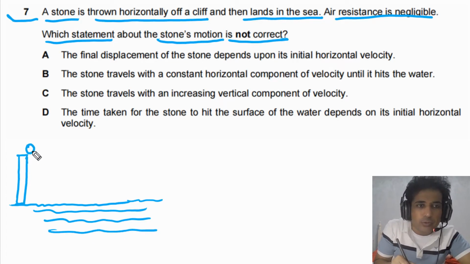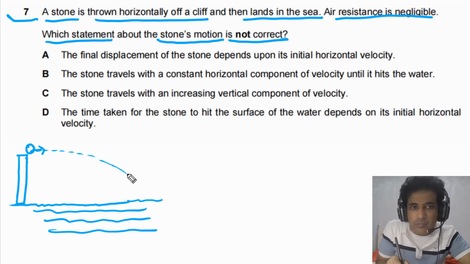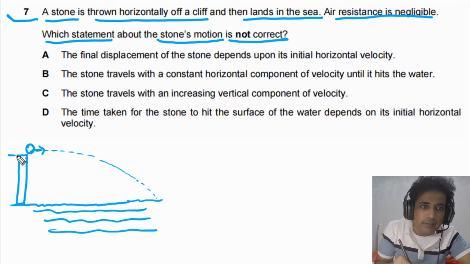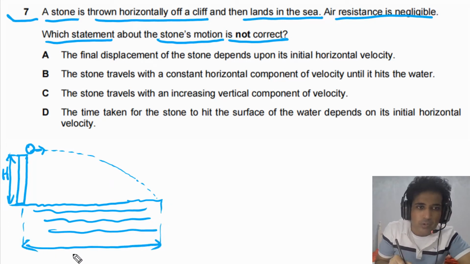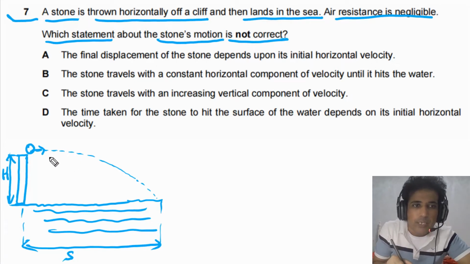Now if we throw this stone from here horizontally, this stone will follow a parabolic path. It will go like this. Now imagine the height of the cliff is equal to capital H and the horizontal displacement is equal to S. This is the horizontal displacement. If we need to calculate the time taken for this stone to reach the surface of the water, we can consider vertical motion.